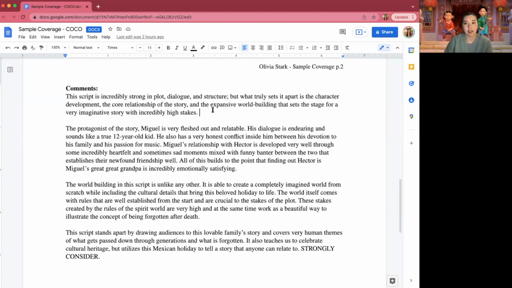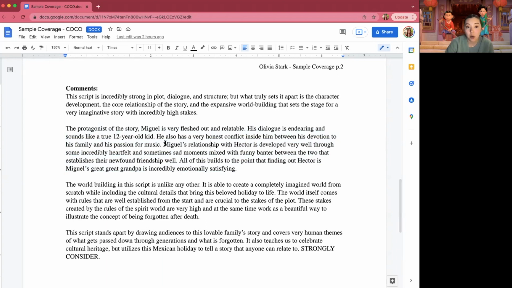It's just laying out, this is everything I'm going to talk about. And then I will elaborate on those things. So for this paragraph, I chose to elaborate on character development and core relationship. So I write, the protagonist of the story, Miguel, is very fleshed out and relatable. His dialogue is endearing and sounds like a true 12-year-old kid. He has a very honest conflict inside of him, like you can emotionally relate between his devotion to his family and his passion for music.